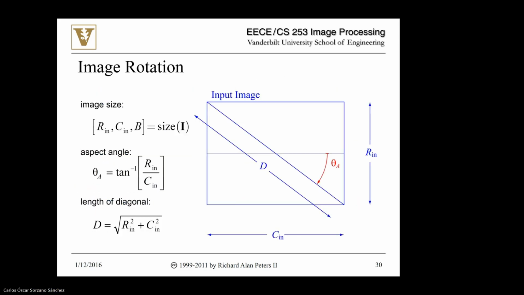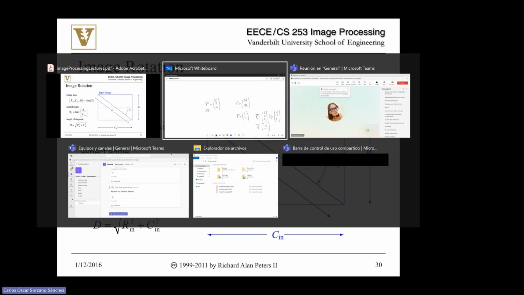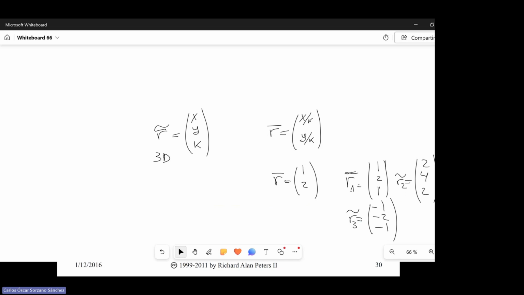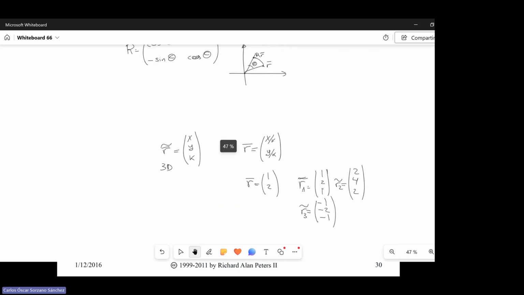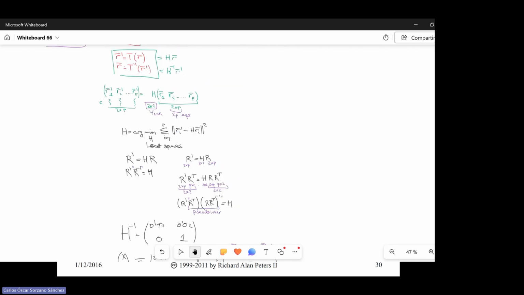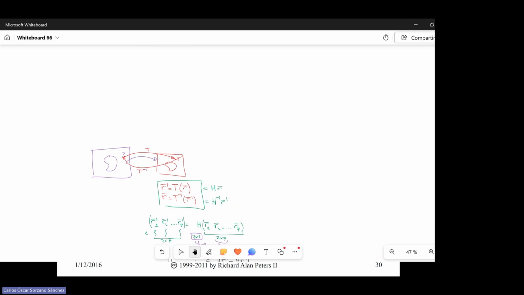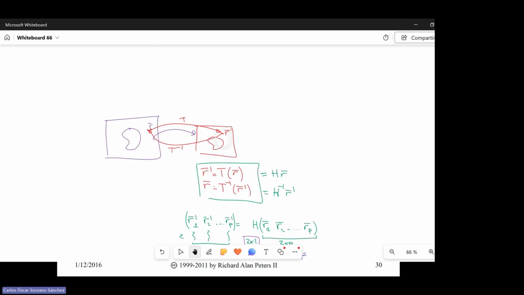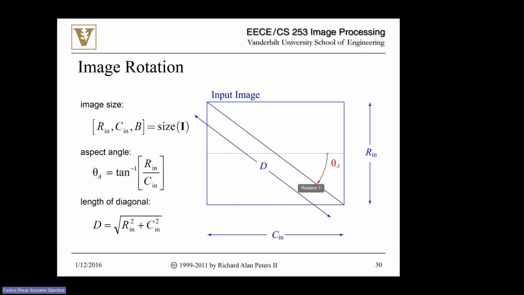Okay, then rotations. Rotations are the same as we have in general; it is all the time the same. You have some transformation that goes from one coordinate space to the other coordinate space. So you have one coordinate here, and you transform it into something else. If this H is a rotation matrix, now we have introduced rotation matrices below, then it will rotate it. That's it.